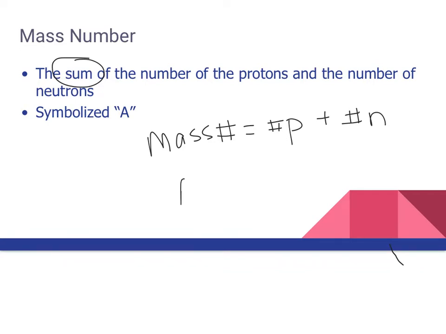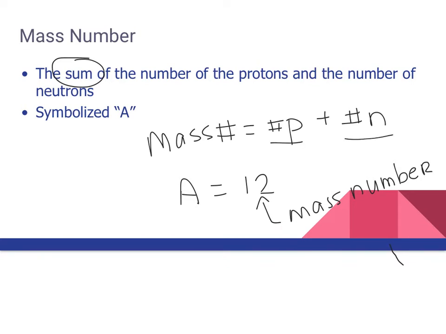So for example, we may see something like this, where it says A is equal to 12. This would tell us that this 12 represents the mass number. And again, the mass number is equal to the number of protons plus the number of neutrons. That is where a majority of the mass of the atom comes from. Remember, protons and neutrons are found in the nucleus, and so that is where it gets the name mass number.